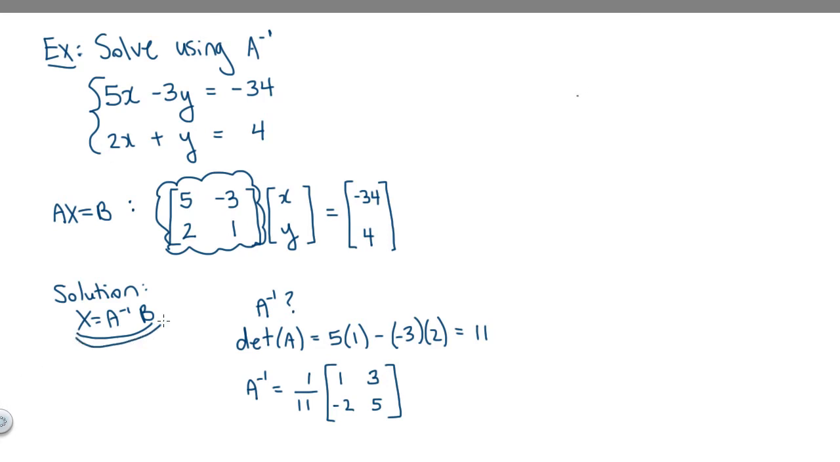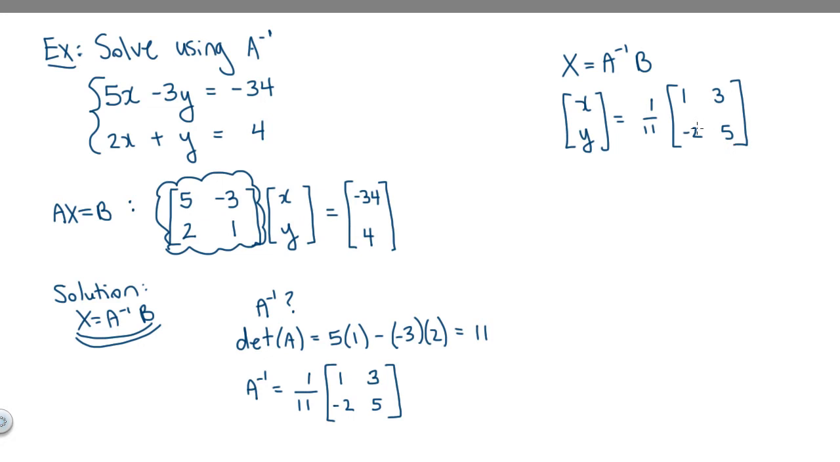Now to finish the problem, we're going to go back to our idea here that to solve the system, the solution looks like x equals A inverse times B. X was the matrix that contains our variables. So the matrix xy is equal to A inverse, we'll copy that out again, times the matrix B. And looking back at our original matrix equation here, B was just the matrix on the right-hand side that contained the constants. So negative 34, 4.